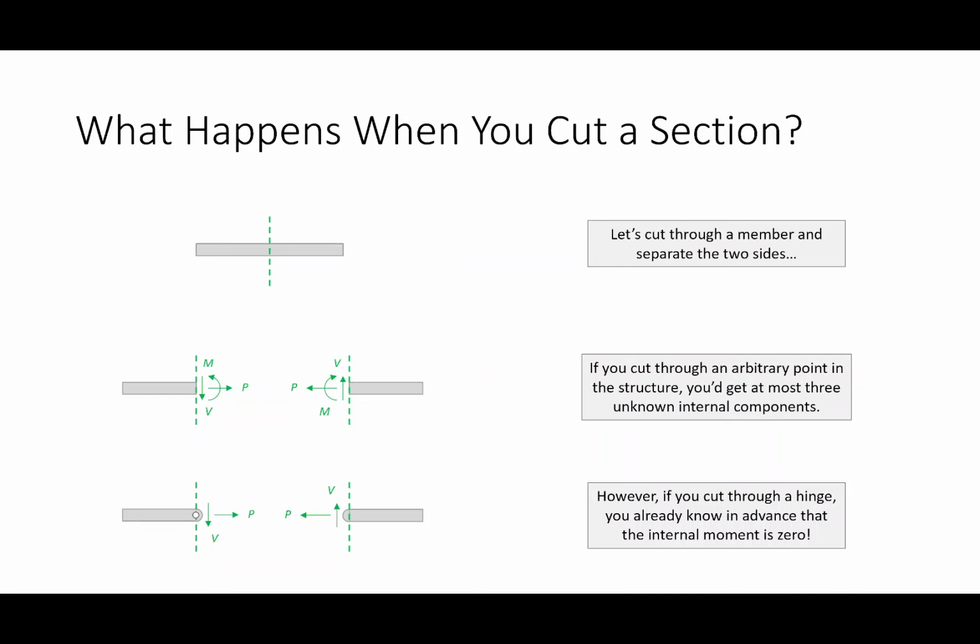When we start drawing shear and moment diagrams and we start looking at beams with internal hinges, we're going to see that the moment diagram crosses 0 right there where the hinge is. It's going to be a way of checking that the math that we've been doing is correct. Okay? Does that make sense? Don't worry. We're going to have plenty of examples on this.